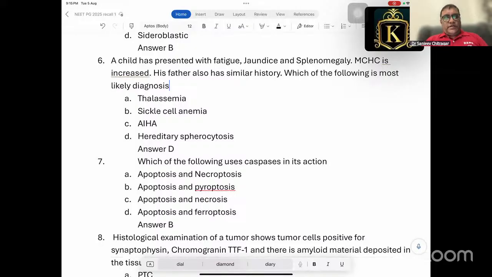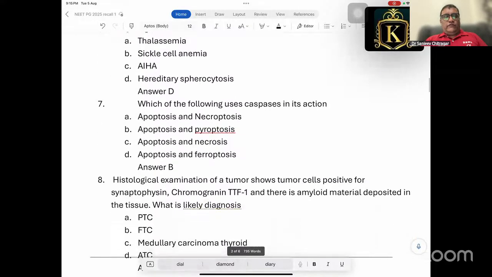Next, which of the following uses caspase in its action? Again, we discussed this in class, LRR everywhere, DVT also. So which of the following will have activation of caspases? Apoptosis, necroptosis? No, necroptosis does not have caspase activation. Apoptosis, pyroptosis. Yes, that is the correct answer. Apoptosis will have caspases 8, 9, 10, 3. Pyroptosis, 1 and 11. Necrosis, no. Ferroptosis, no caspase activation, right?